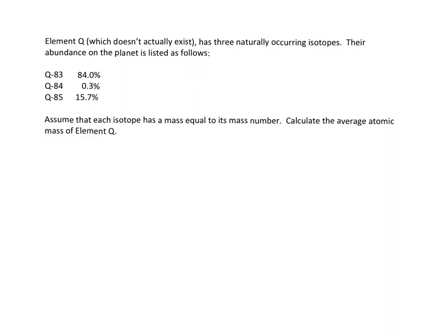Alright, here we're trying to find the average atomic mass, and what that essentially means is that this element Q has three types. Some weigh 83, some weigh 84, and some weigh 85. And in a given sample, this is the percent breakdown of each one.